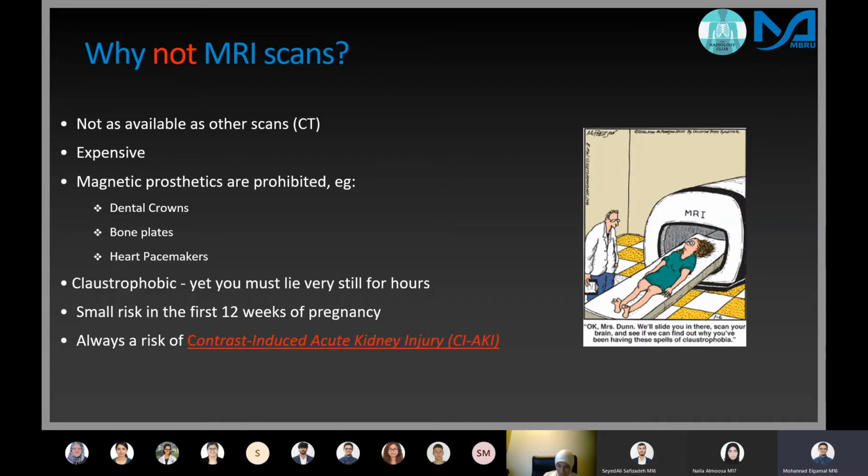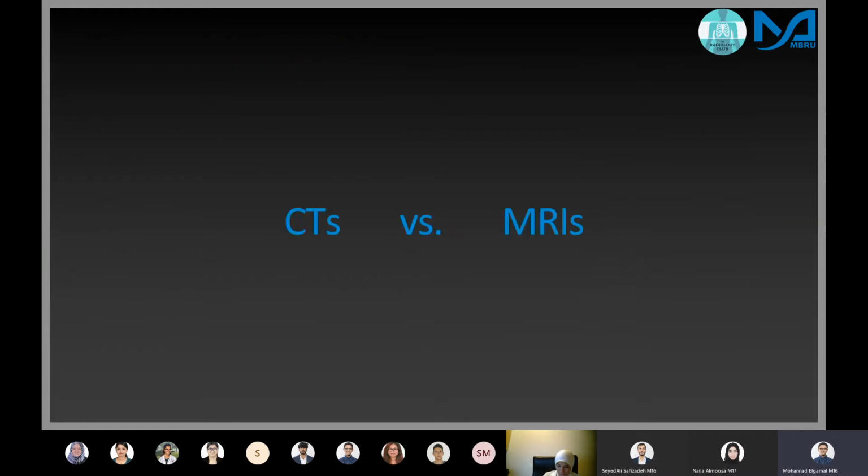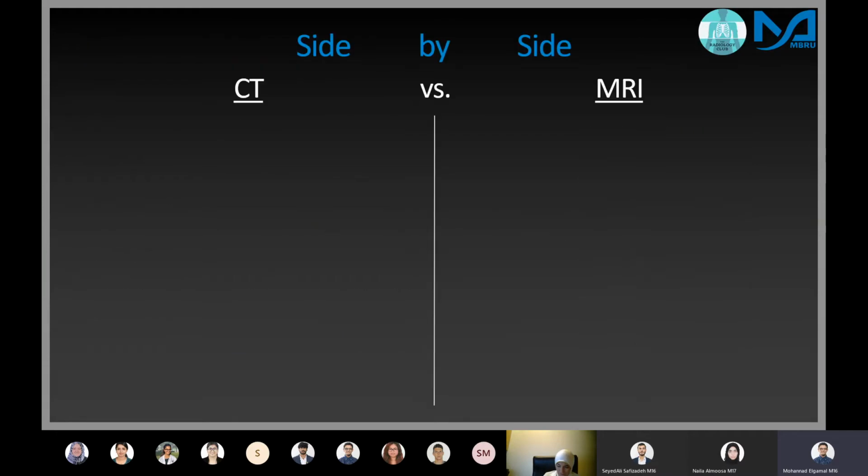And of course, there's a risk of contrast-induced AKI, like in CT. It's just a risk you have to keep in mind for sure if you're going to use contrast with your MRI. All right, now let's compare CTs and MRIs.